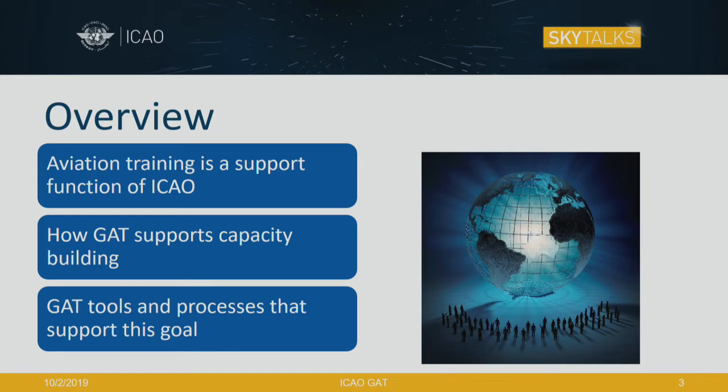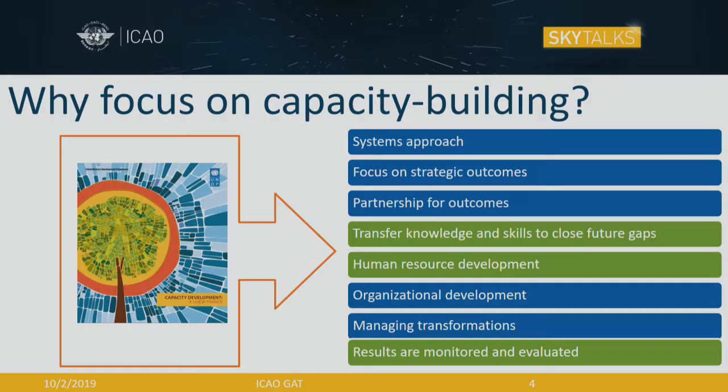Aviation training is considered a support function of ICAO. So I'm going to begin by talking to you about how GAT supports capacity building at a higher level, and then we're going to drill down and look at the tools and the processes that we use to support this goal. Traditional approaches to training focus on individual learning and individual learning outcomes, which is a very viable and reasonable thing to do, but it doesn't look at organizational goals and it doesn't address systemic or industry-wide goals and requirements. There are many definitions of capacity building, but what they all have in common is they look at the big picture. They're looking forward and forecasting and seeking to unite the aviation community and work towards the future needs.